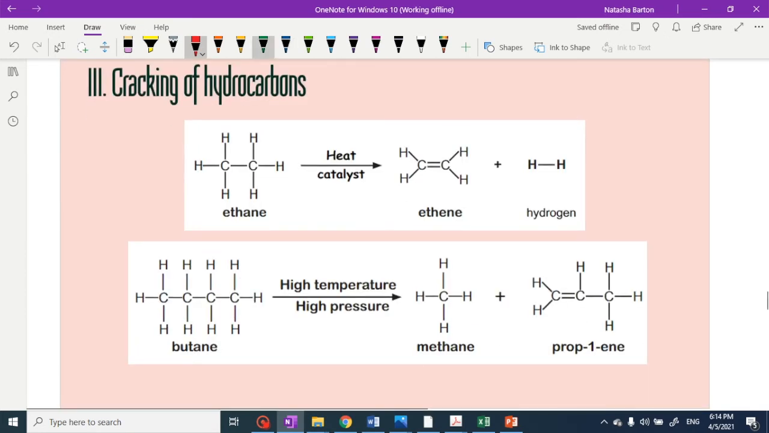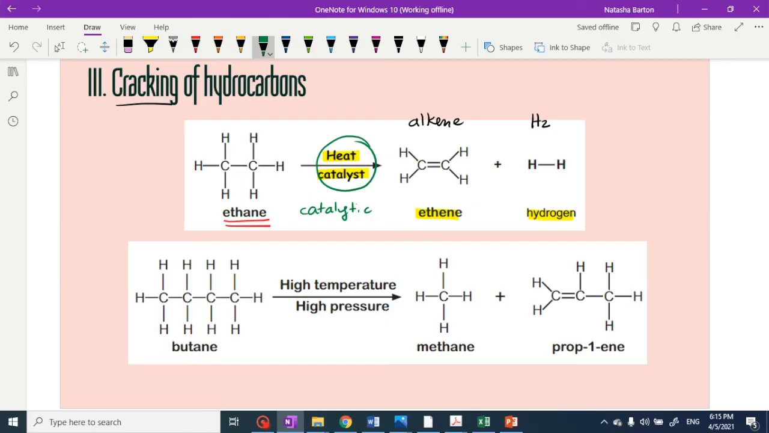So let's look at a few examples. Here we have ethane in the presence of heat and a catalyst, forming ethene and hydrogen. Since we are forming an alkene and hydrogen gas, we know that this is going to be cracking. We can identify what type of cracking by looking at the reaction conditions. We have heat and a catalyst, so we know that this is catalytic cracking. And that's as much as you need to know.